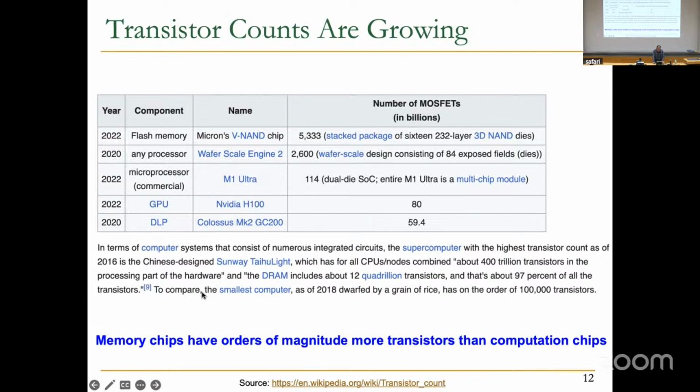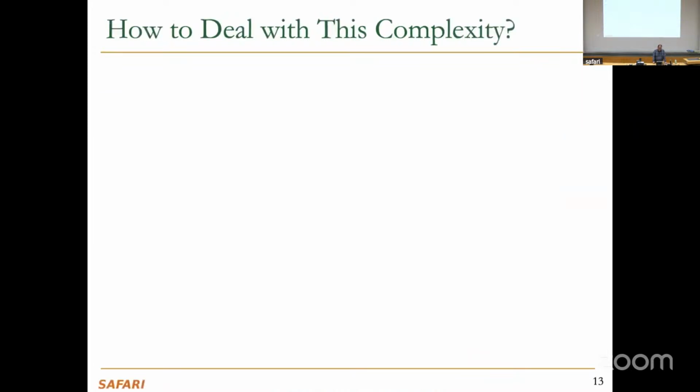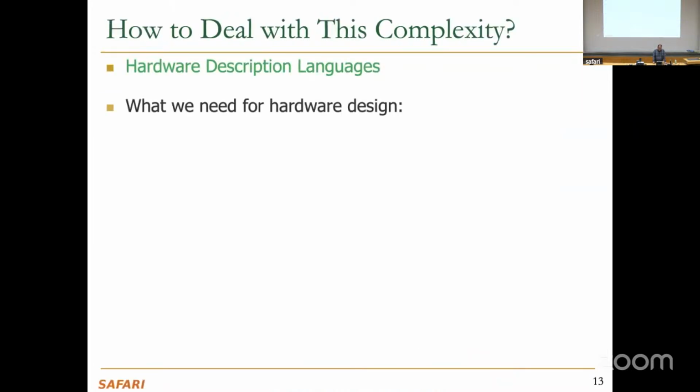That shows that most of our systems' transistors are actually spent on memories. So make sure you always remember that memories are very, very expensive in terms of the number of transistors. Okay, so how do we deal with this complexity?